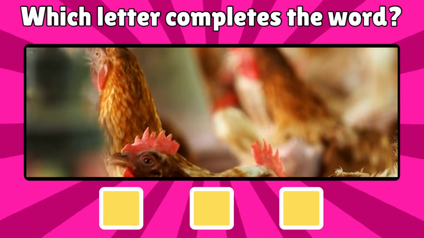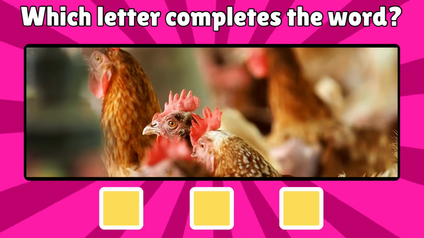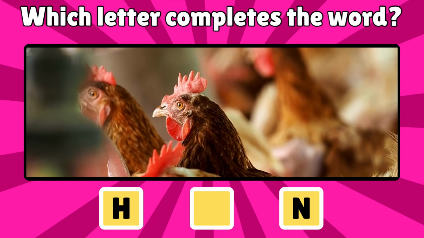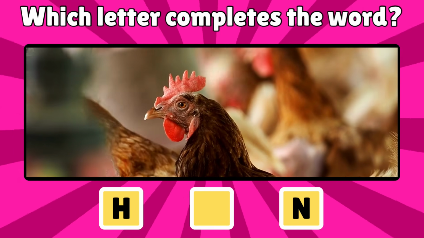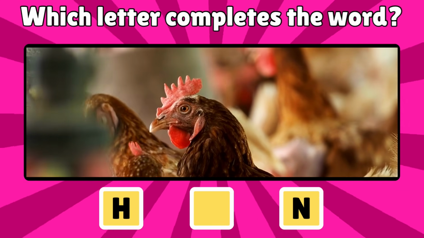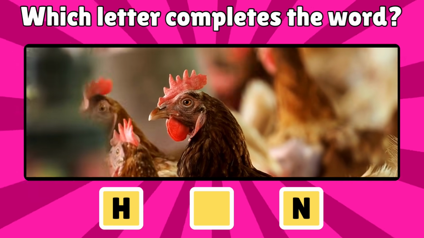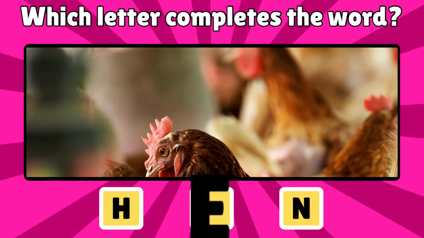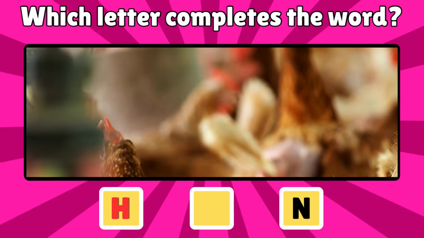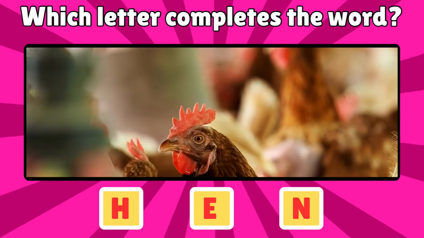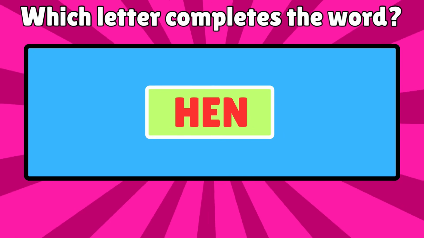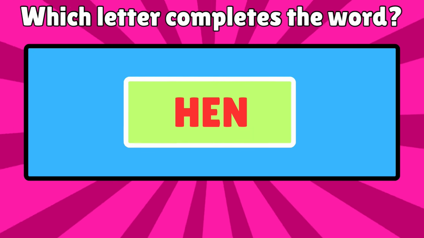Look at the video. It is a hen. Here, vowel is missing. H, N, which letter completes the word? It is E, H, E, N. Hen, can you say it again? H is for hen. Hen.